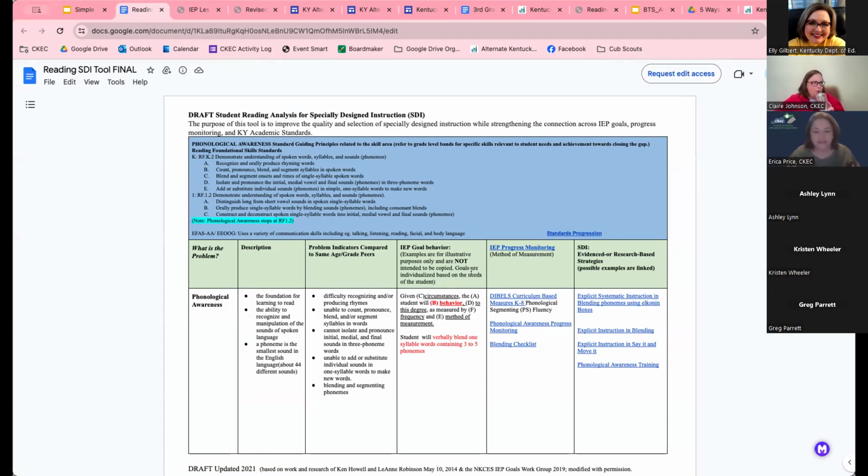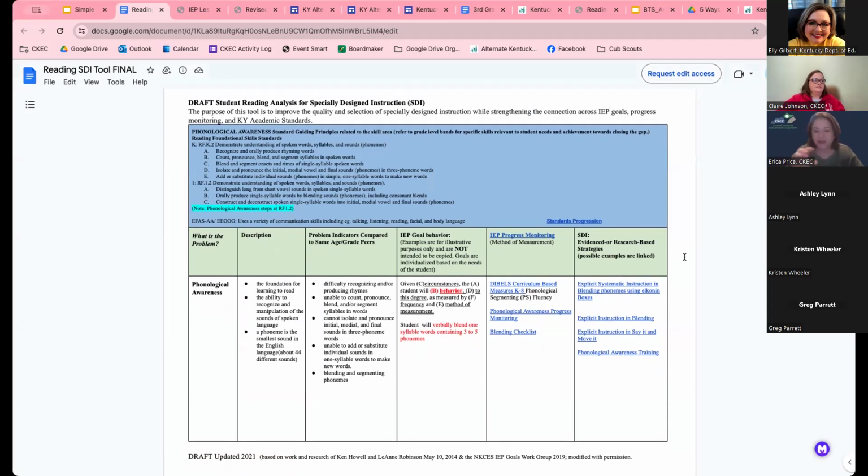What you're looking at is the Reading SDI Toolkit. We have it broken down into the 5 components of reading. The one you're looking at right now is PA. At the top of each component in blue will be the specific standards to help guide you, mostly when you're thinking of writing IEPs. So there's that. Then that green area is what's the problem. So you have different specific pieces there.